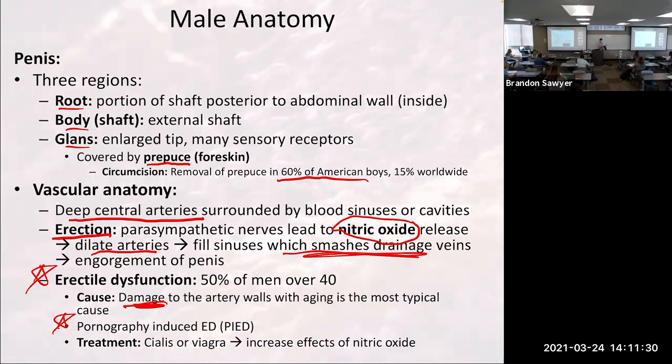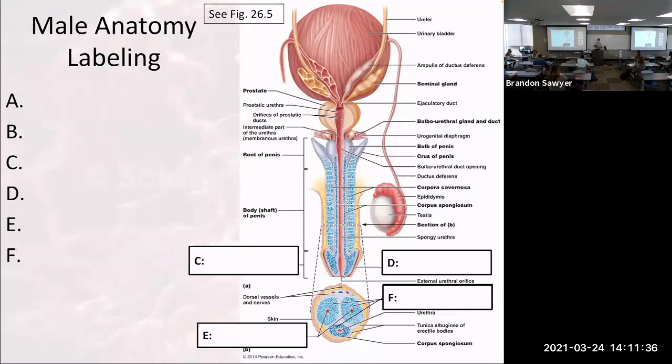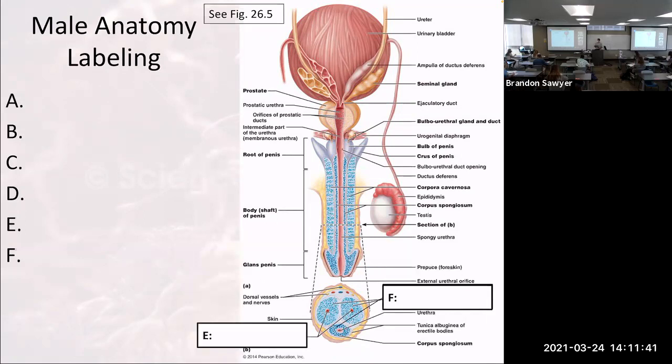Okay. All right, so we can just walk through this one together here. So the labeling part, just those three regions, the root, the shaft, and the glans. And then the foreskin or the prepuce over here, okay? And then this is kind of looking at that vascular anatomy.